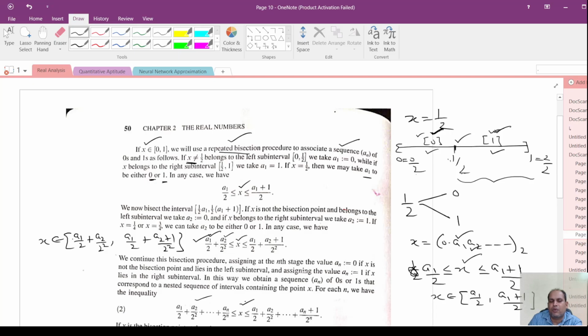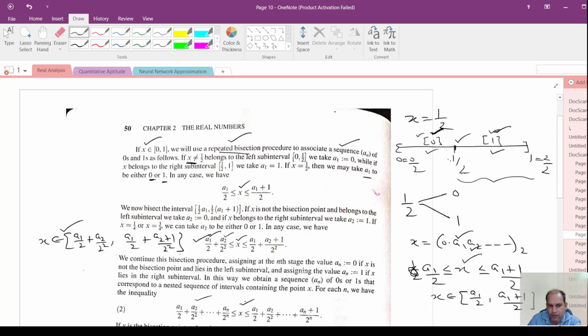And so each of these intervals, basically this one is I1, the interval from a1 by 2 to a1 plus 1 by 2. Suppose this one is I1, then at the next stage we are getting I2. So, I2 is contained in I1, In is contained in In minus 1 and so on, and we have a nested sequence of closed intervals.